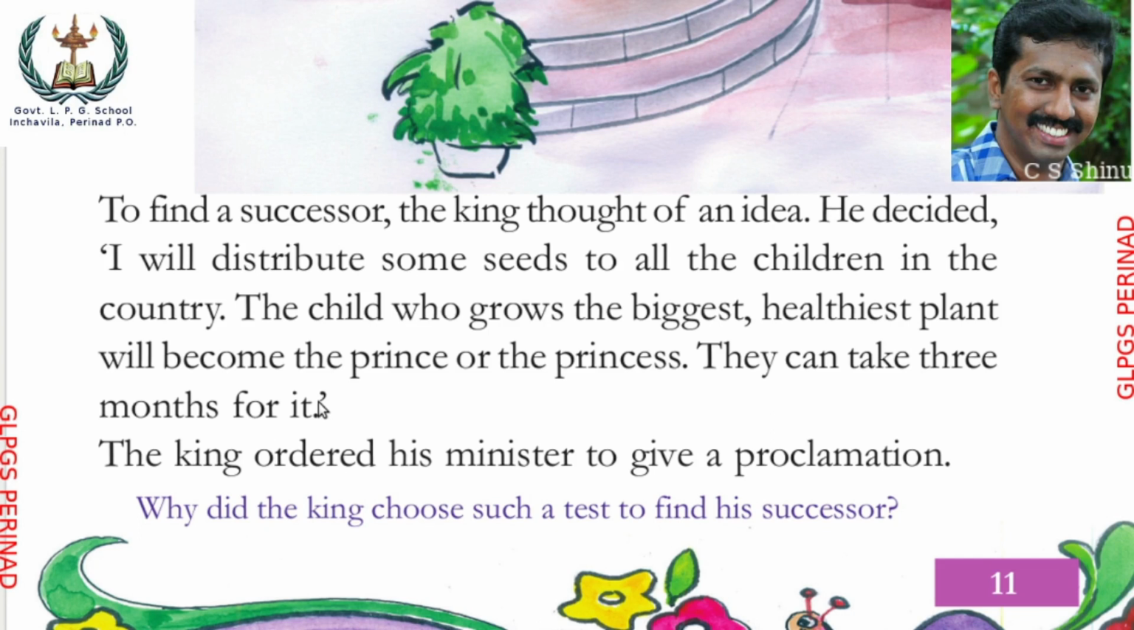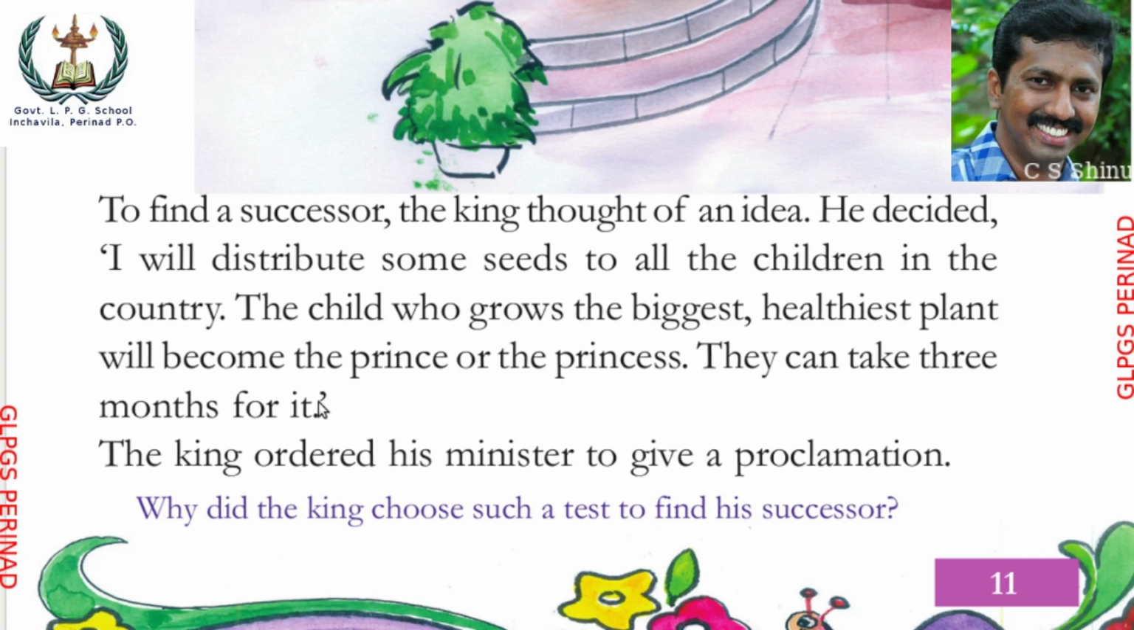Once again, I will read. Please listen. To find a successor, the king thought of an idea. He decided, I will distribute some seeds to all the children in the country. The child who grows the biggest, healthiest plant will become the prince or the princess. They can take 3 months for it. The king ordered his minister to give a proclamation.